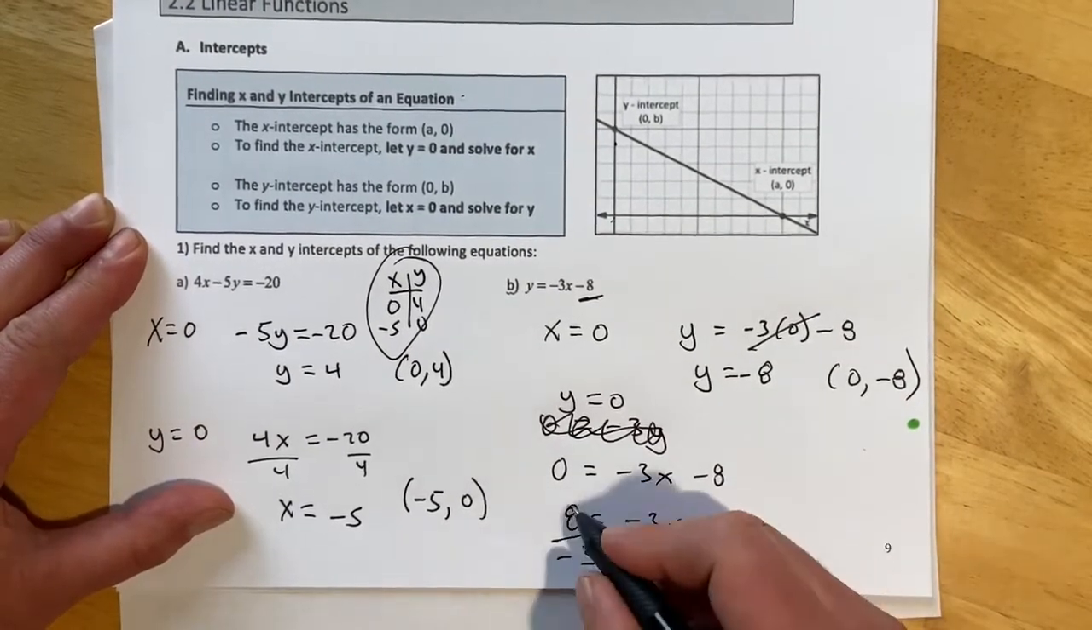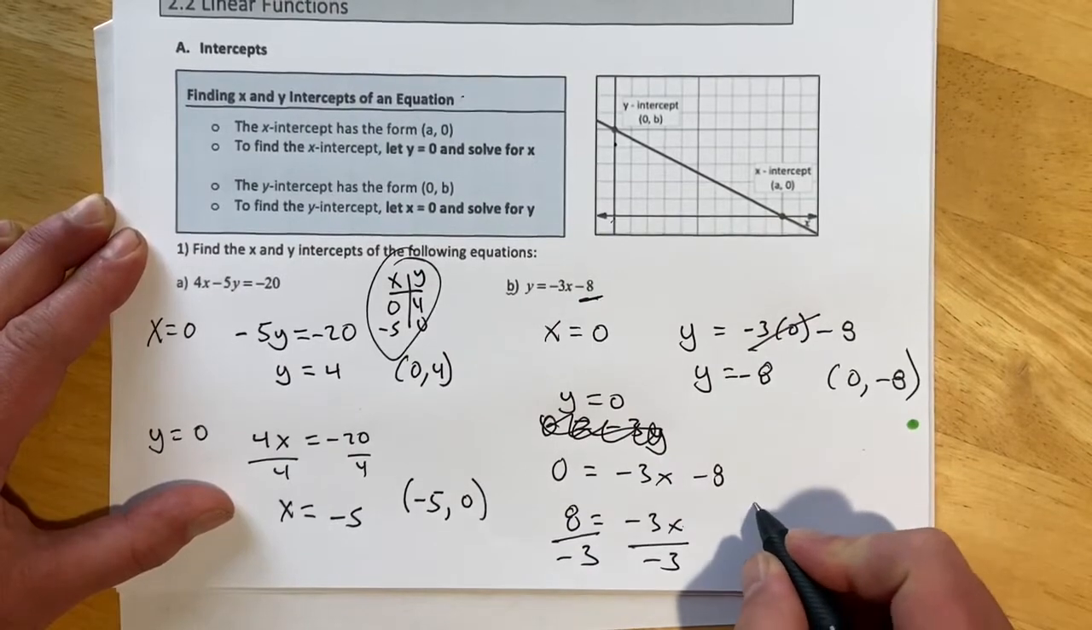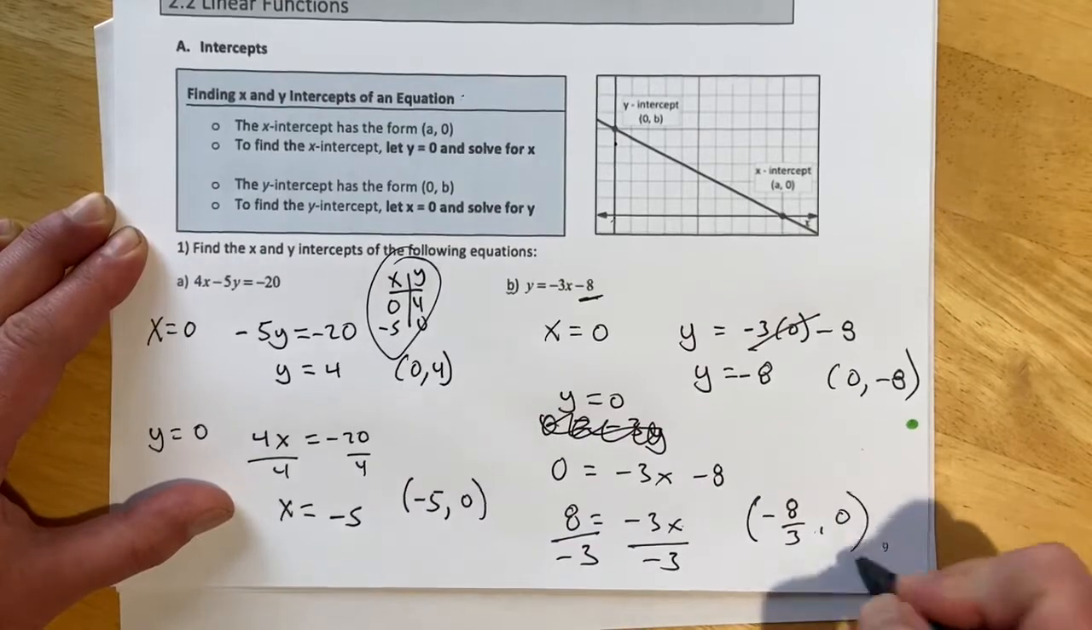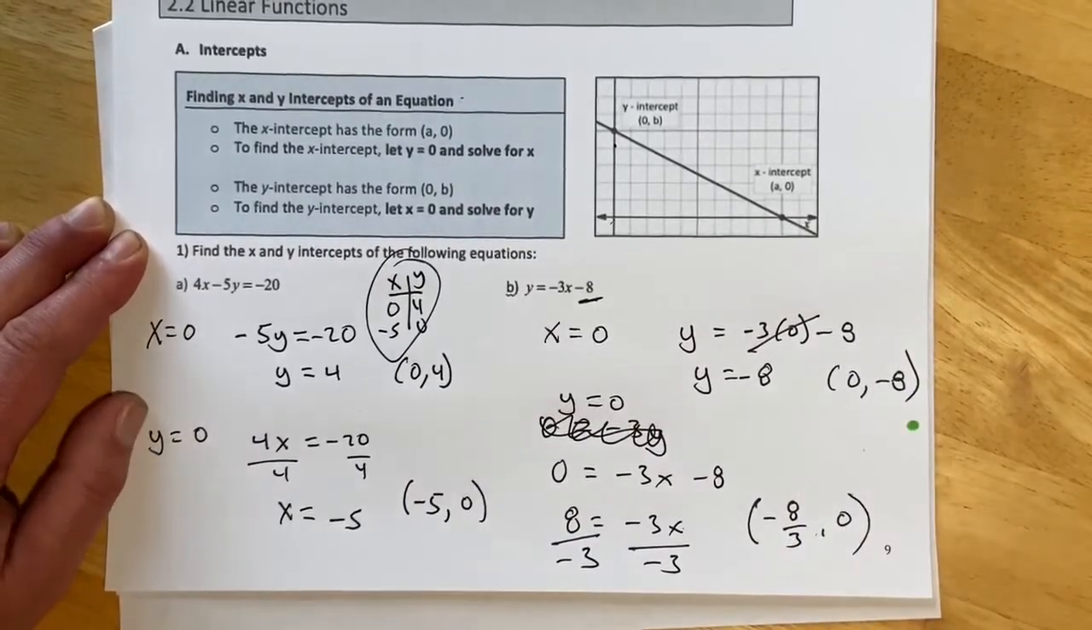And that gets us x is negative 8/3. So that would be negative 8/3 when y was 0. So those are my x and y intercepts for that one.